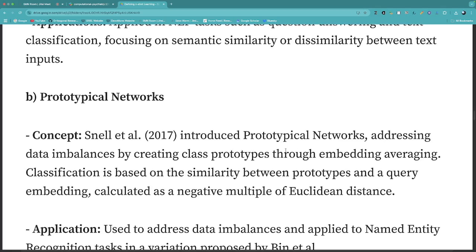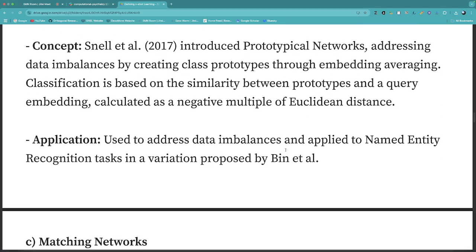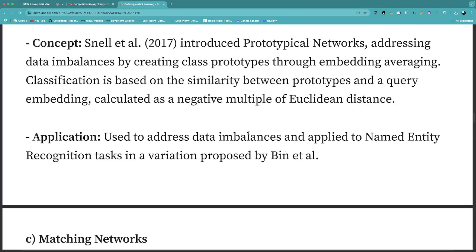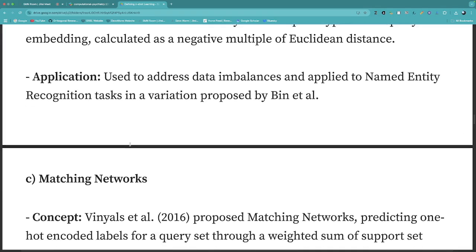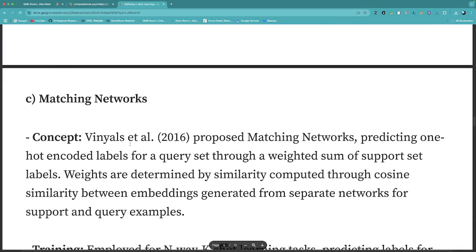So Snell, 2017, introduced prototypical networks, addressing data imbalances by creating class prototypes through embedding averaging. Classification is based on the similarity between prototypes and a query embedding, calculated as the negative multiple of Euclidean distance. The application of this is to address data imbalances, and it was applied to named entity recognition tasks in a variation proposed by Bin et al. Then we have matching networks.